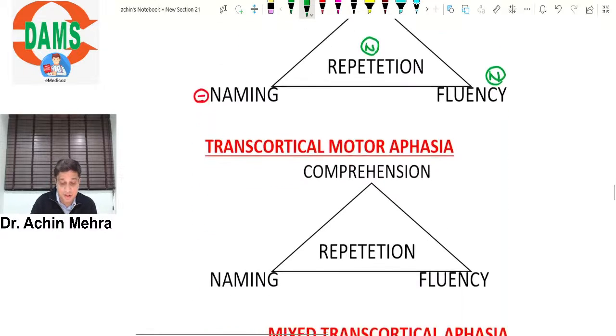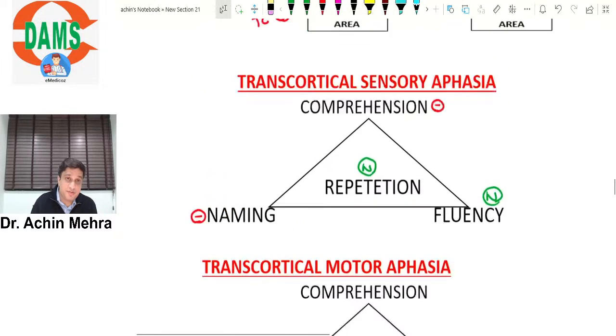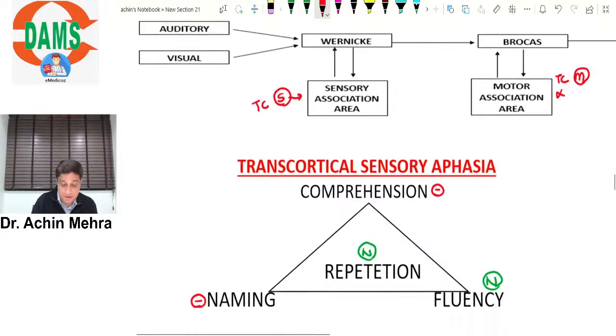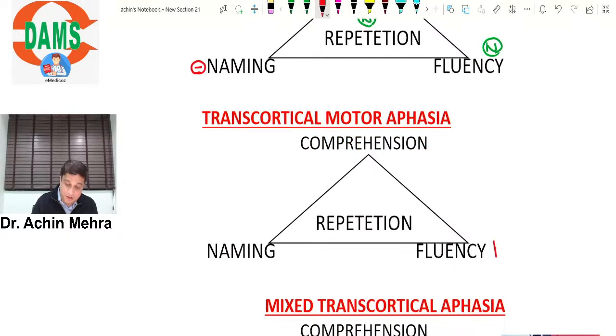Then we have a transcortical motor aphasia, in which the damage lies in the motor speech association area. Correct? Over here. If you have damage over here, I believe the fluency is gone. Okay. The comprehension is intact. The repetition is normal, while the naming is lost. So it's behaving more or less like Broca's aphasia with a preserved repetition.